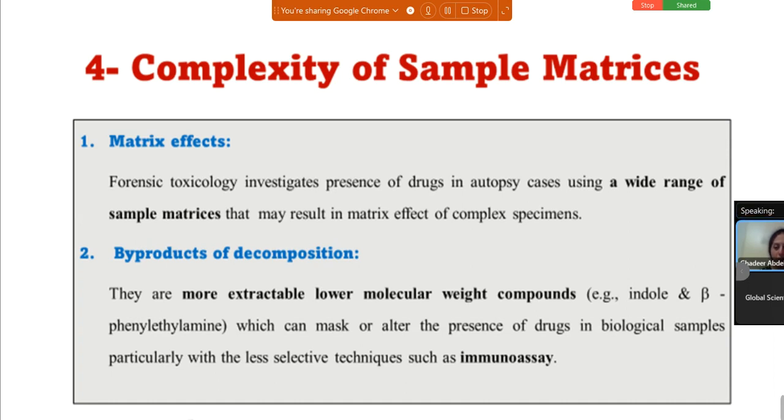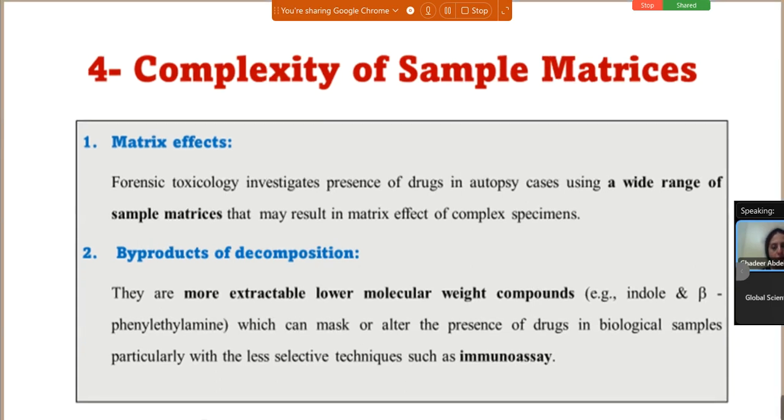They are more extractable, lower molecular weight compounds than the drugs, which can mask or alter the presence of drugs in biological samples, particularly with the less selective initial screening techniques such as immunoassays.